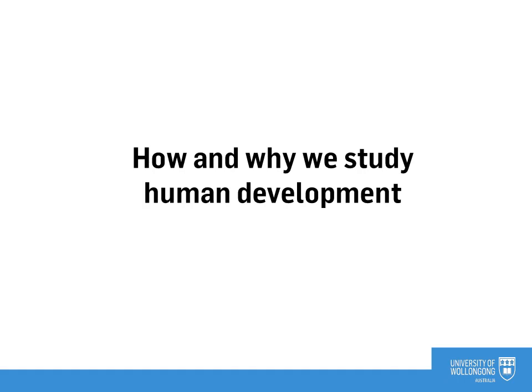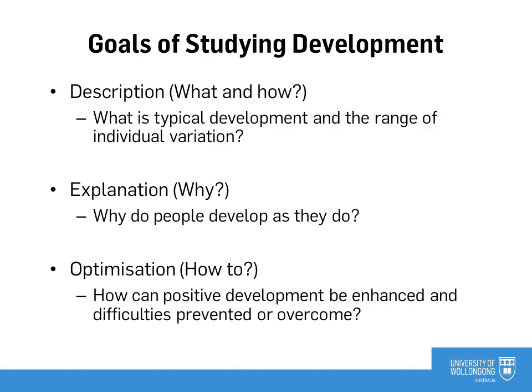So first, how and why we study human development. Why study human development? What is the end goal? Your reading mentions 3 primary goals. One is description, to find out what happens in terms of normal or typical human development at different ages.